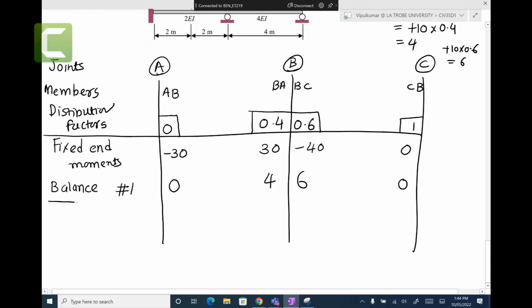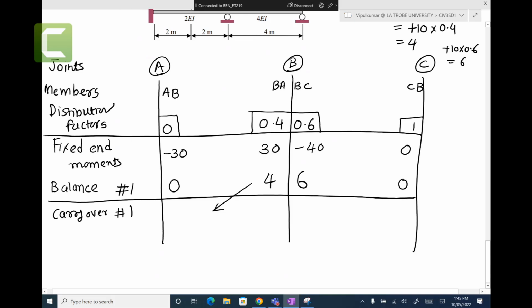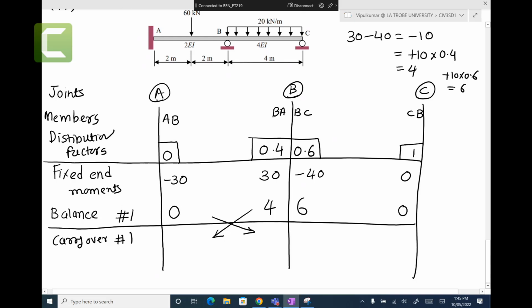Okay. And then after balance one, you need to draw the line and say that carry over 1. And then carry over from here to here is carry over factor is 0.5 or 0. What is happening carry over? If I have a fix here, I hold it fixed. And if I apply, let's say 10 kilonewton meters moment here, then it will become half here when it's fixed. When you have pin and rollers, it becomes 0 because I let it go.